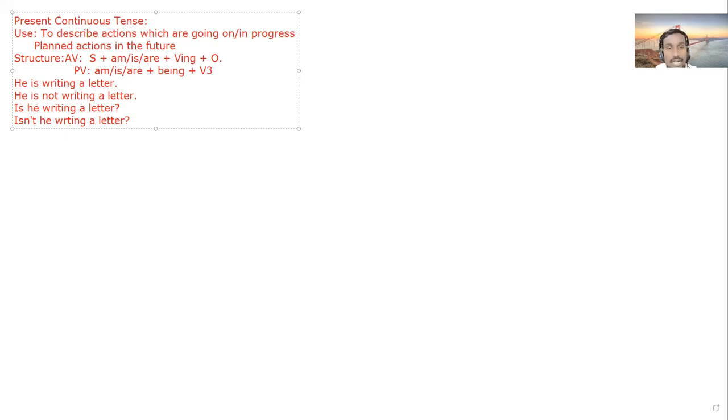So that way you have to think of these kinds of structures also. You should not get confused that am, is, are is there, being is there, V3 is there. So immediately you have to recognize that am, is, are plus being plus V3 means present continuous, but in which voice? Passive voice. You have to understand that immediately.